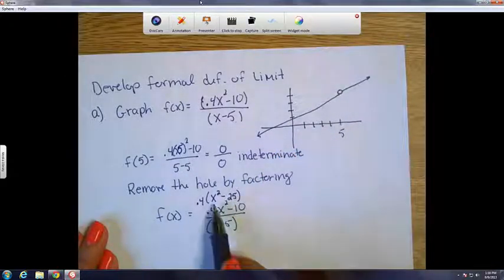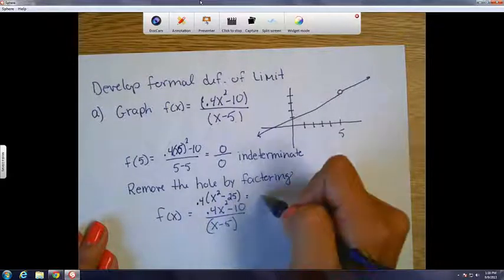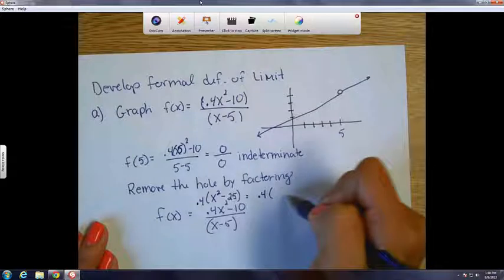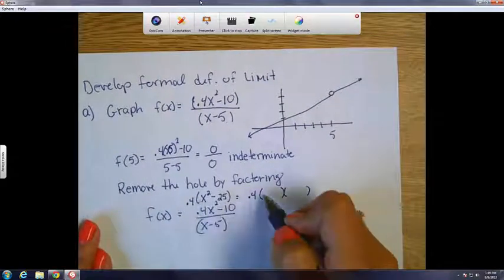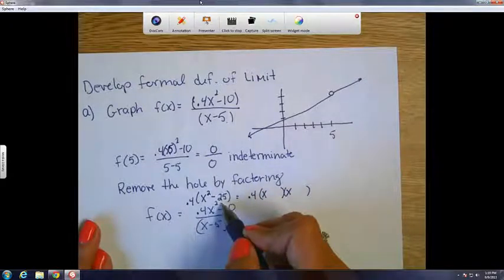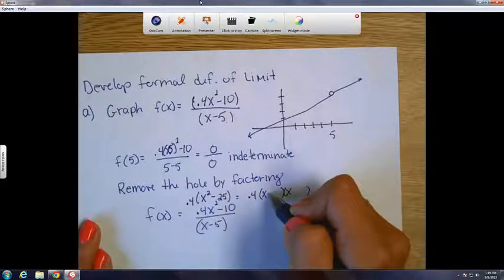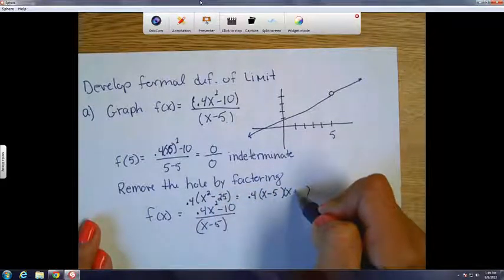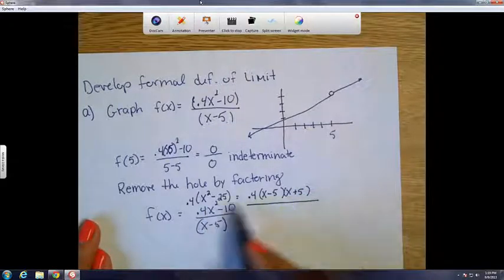This, take yourself all the way back to algebra, is the difference of squares. So that also factors. So I'm going to come over here and run out of room. We got the 0.4. That will factor into x and x gives me the x squared. The two numbers multiplied together to give you a negative 25 that add up to 0: a minus 5 and a plus 5. There's the numerator completely factored, the three factors.